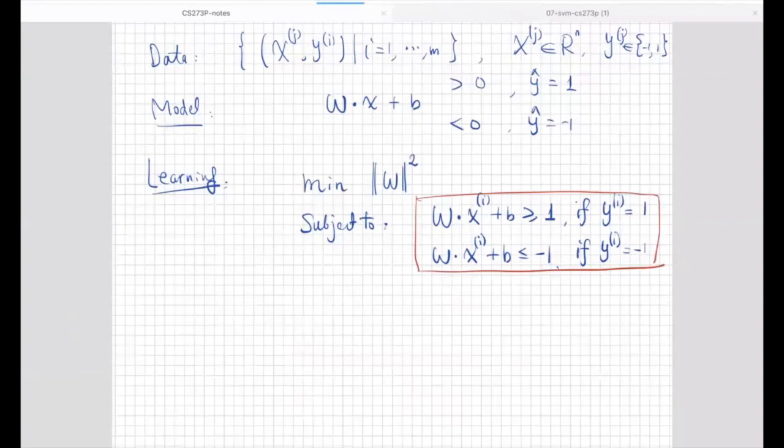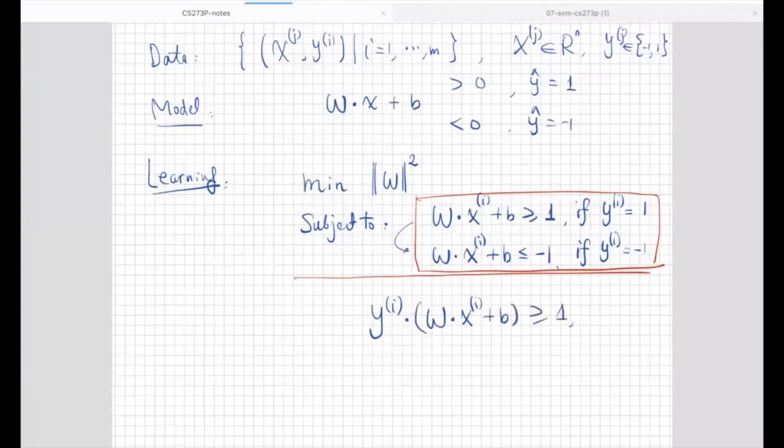Sometimes people want to simplify the notation. One way of simplifying the notation is to combine these two constraints into one constraint. One way you can do this is: I can combine them as yi times, this is the score here, w dot xi plus b, is greater than or equal to 1. And now you can merge them with this one notation.